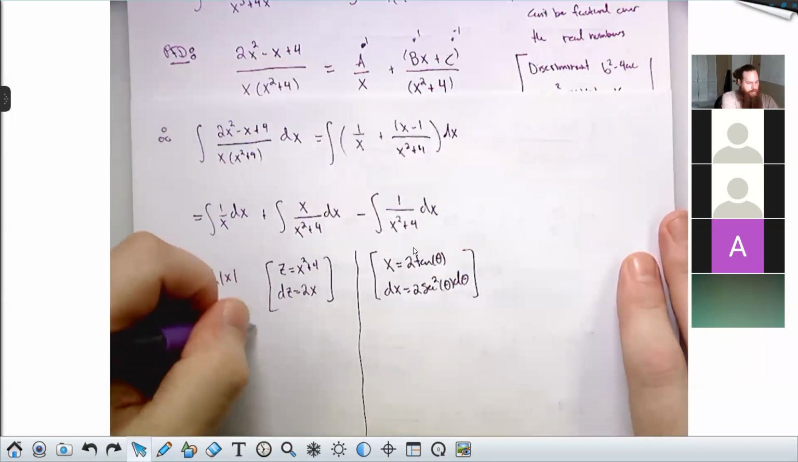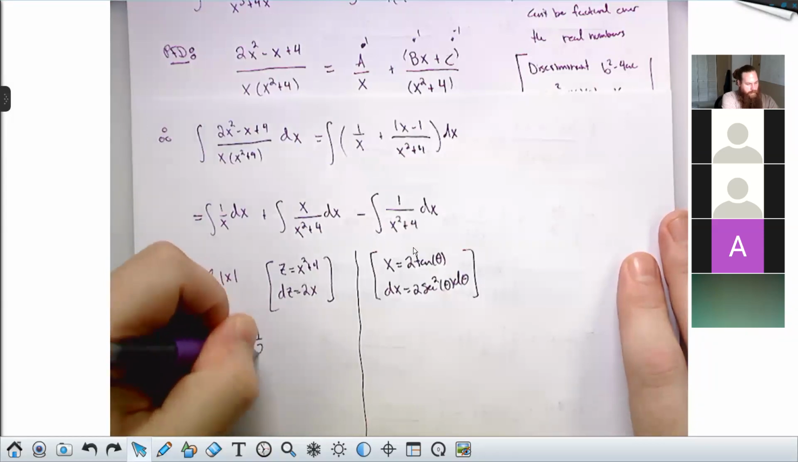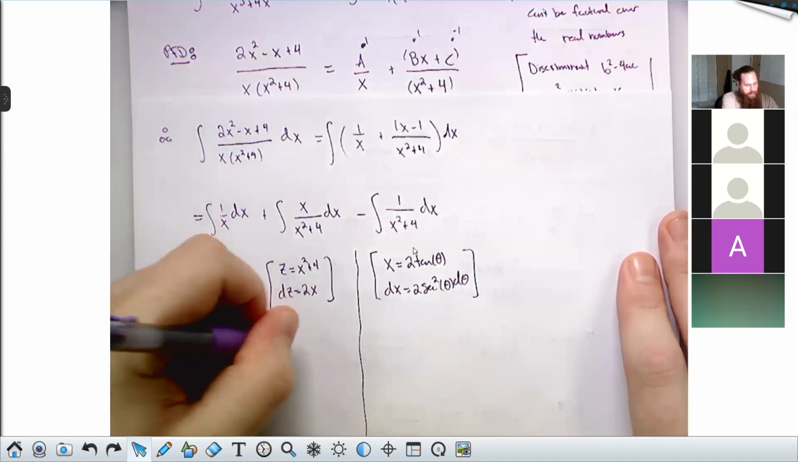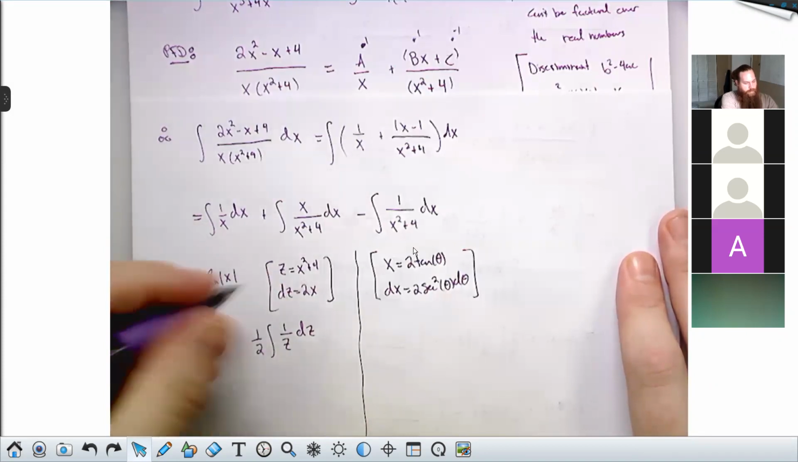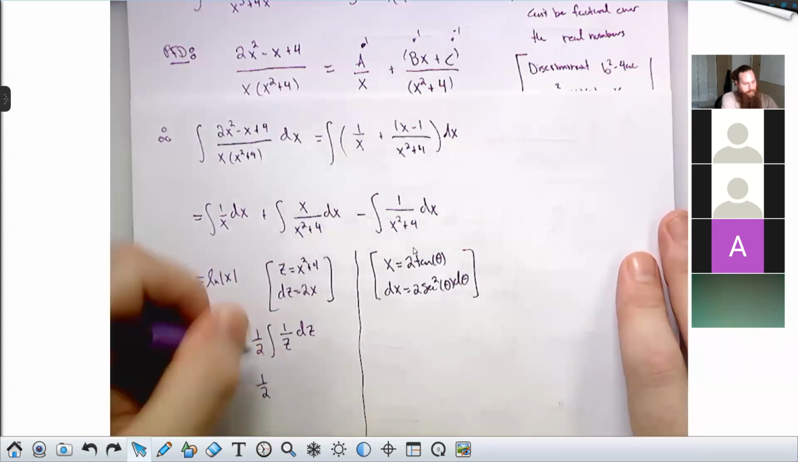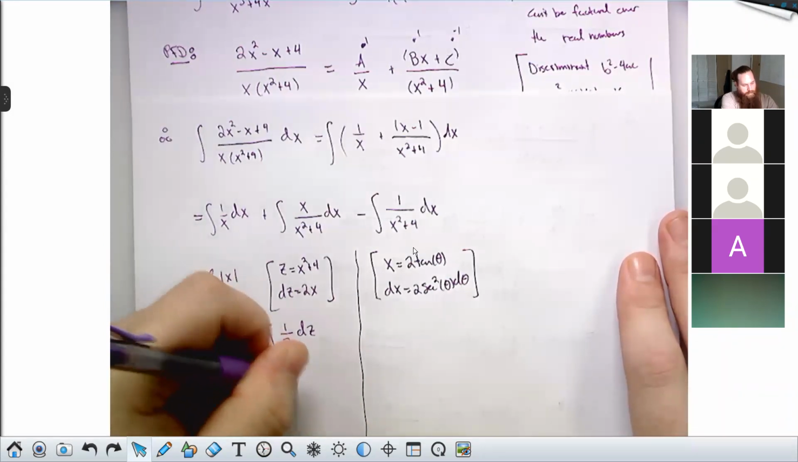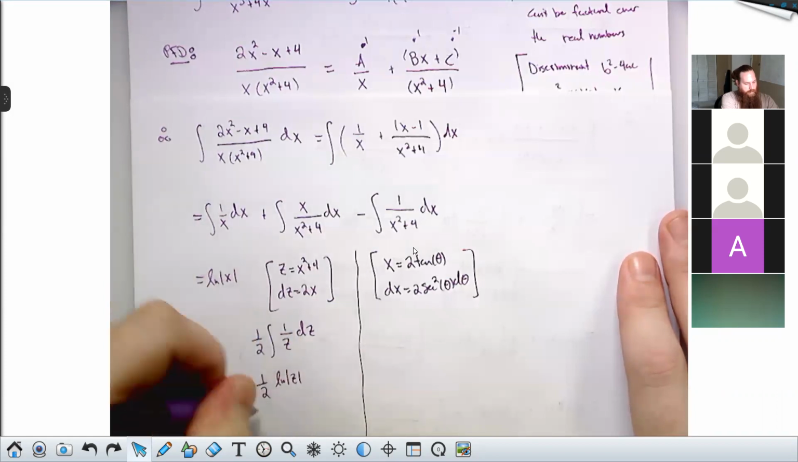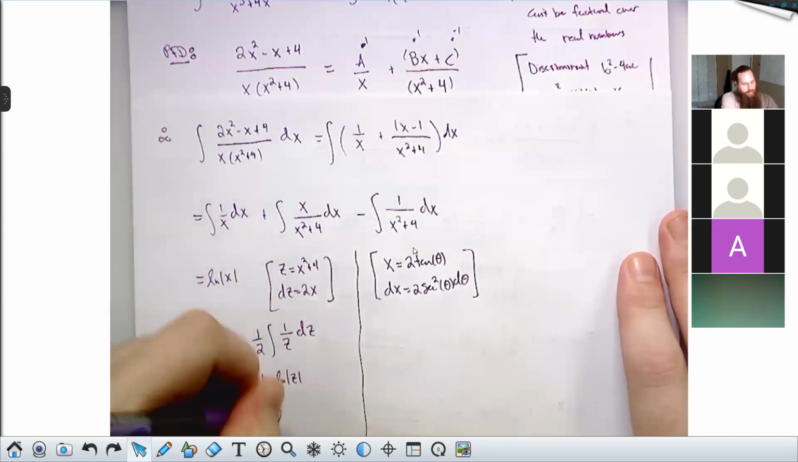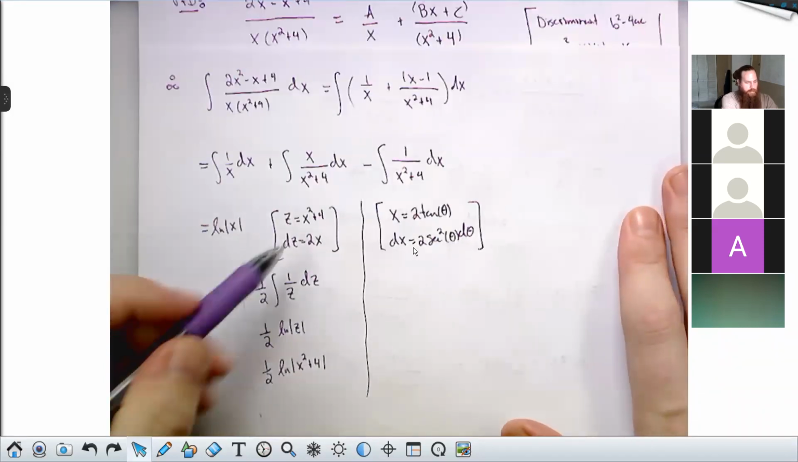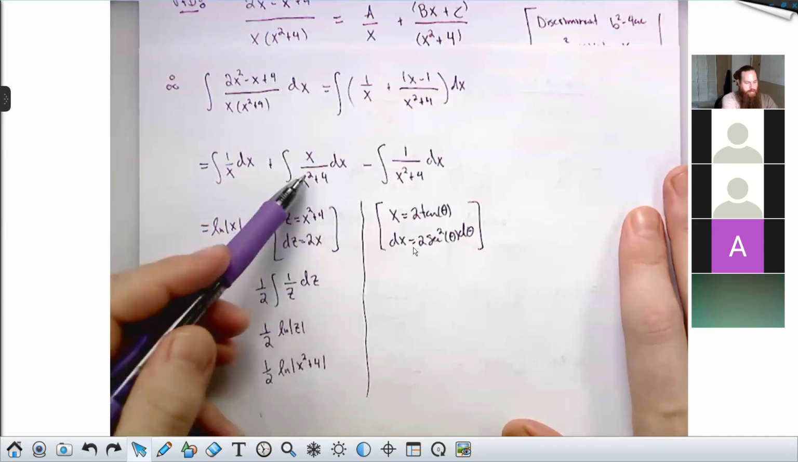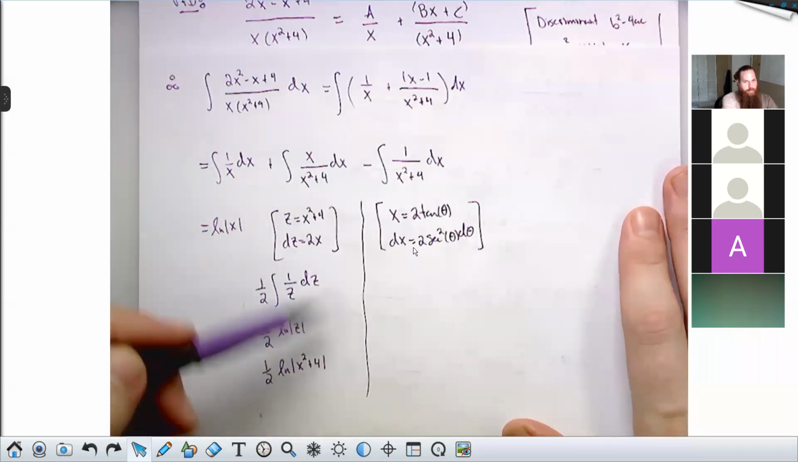So here, this guy is going to become 1/2 integral 1 over z dz, which is then 1/2 natural log z, which is 1/2 natural log x squared plus 4. I could get away with the simple u sub here because I had an x upstairs and the derivative of the bottom is 2x.